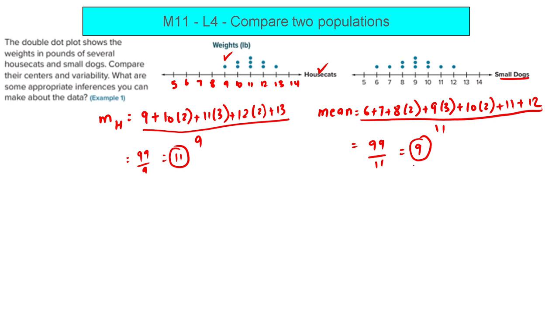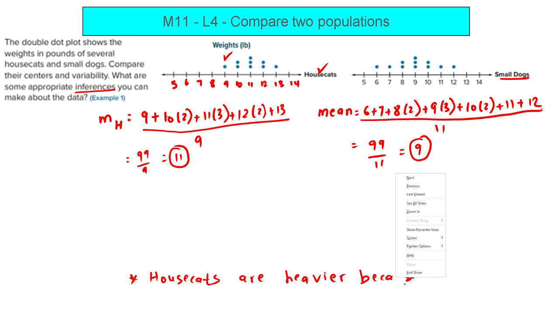So from here, what is the result? What is the first inference that I can get? Inference means the result, the outcome. The first inference is that the house cats are heavier, right? Why? Because the mean of the house cats is greater than the mean of the small dogs. Okay, the sentence is done.